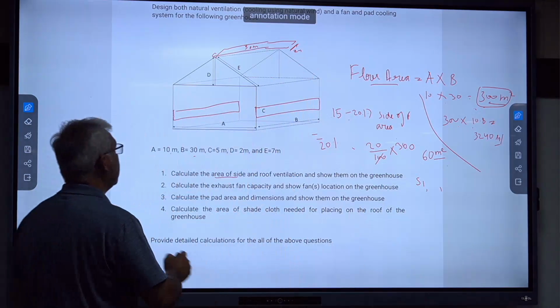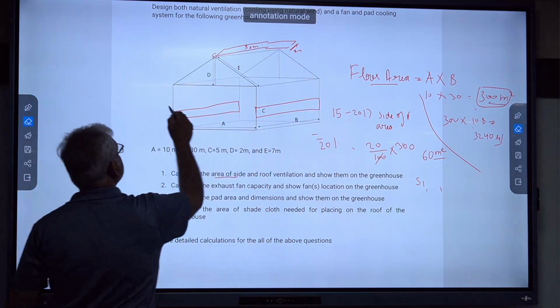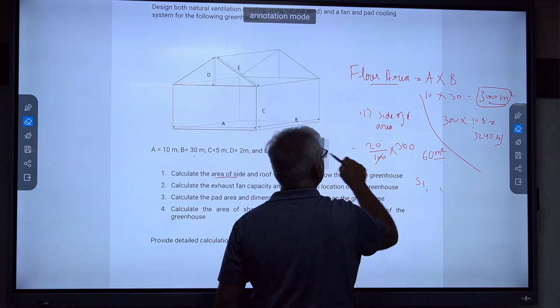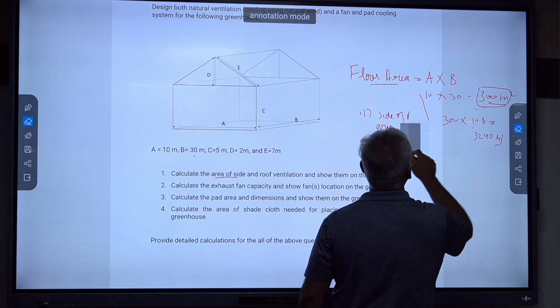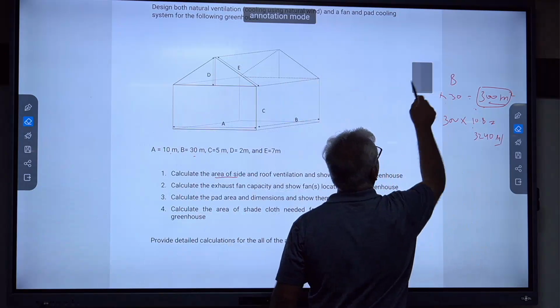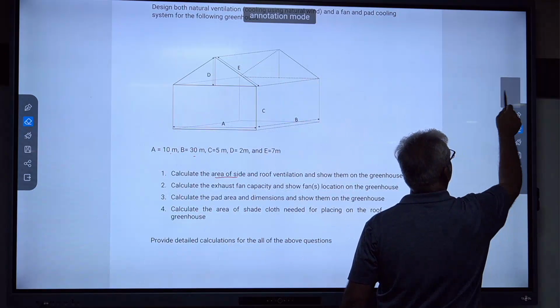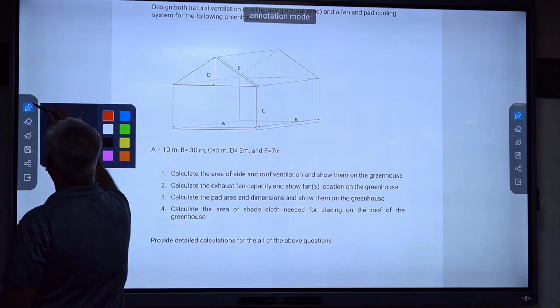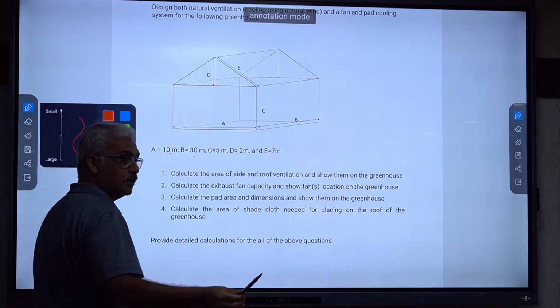All right. Okay, good. Let's get to question number 2. Who has decided? Who is doing question number 2? All right, come over then.